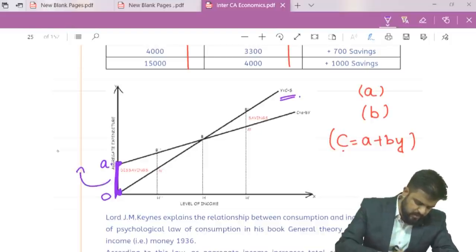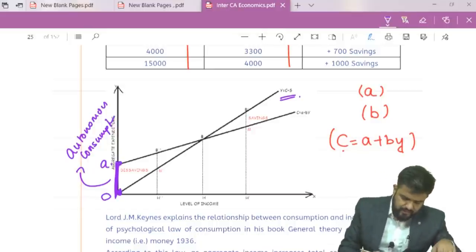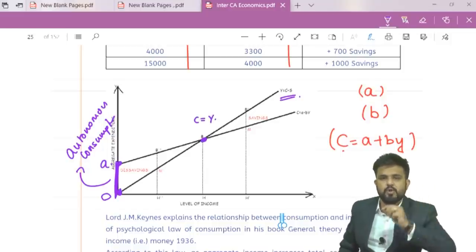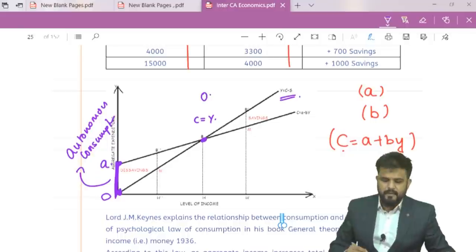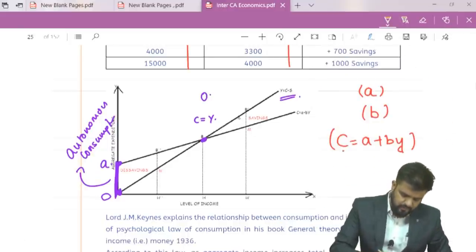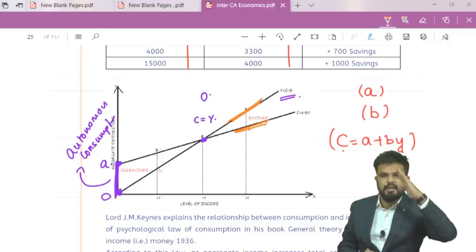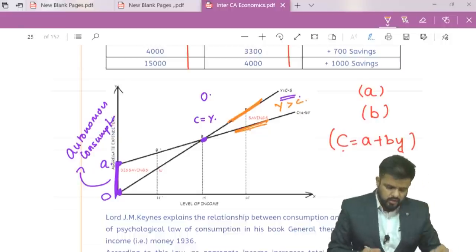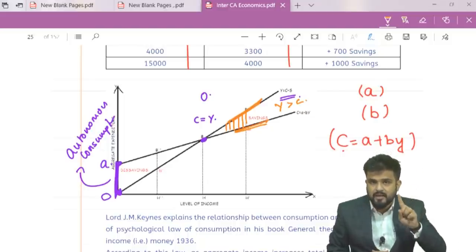It's nothing but which consumption? Autonomous consumption. So now can I say B is the point where C equals to Y, where consumption is equal to income. So that time savings will be zero. Now if I go to the right, what you are able to see? Can I say your income is more and consumption is less? Income line is above, consumption line is below. So Y greater than C. So this part will give you savings, because income is more than consumption.